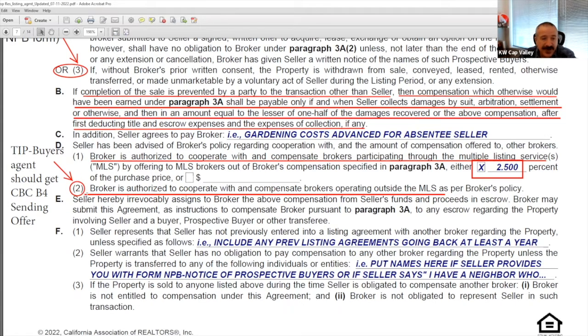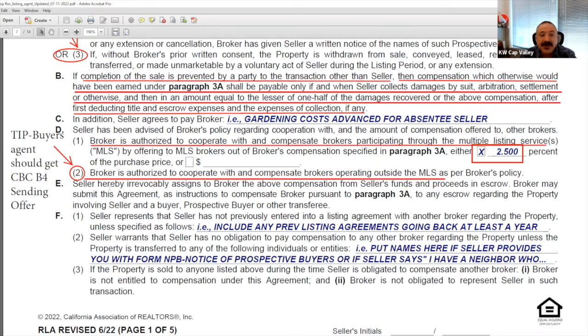Section D2 over here basically says broker is authorized to cooperate with and compensate brokers operating outside the MLS as per broker's policy. So that's kind of our little safeguard there. Seller hereby irrevocably assigns to broker the above compensation from seller's funds and proceeds in escrow. Broker may submit this agreement as instructions to compensate broker pursuant to 3A.